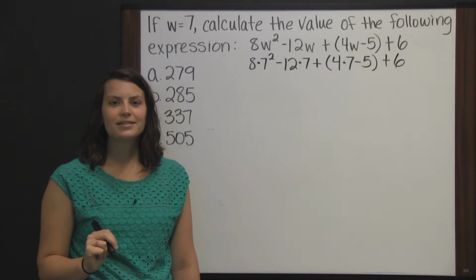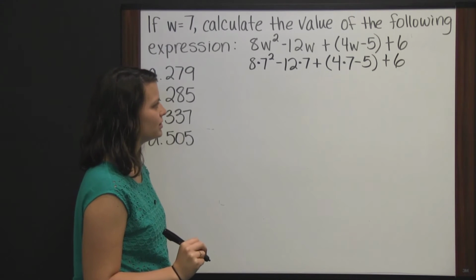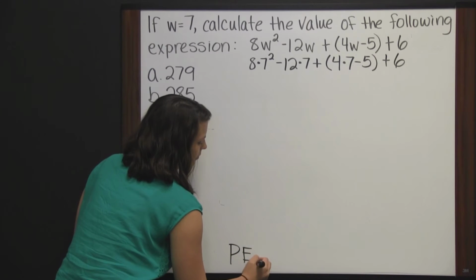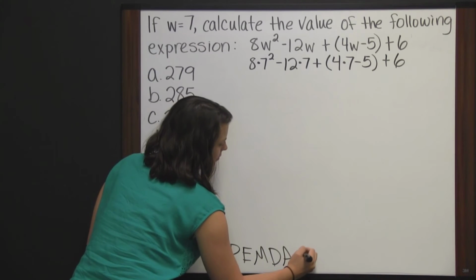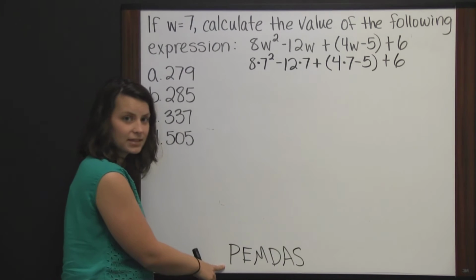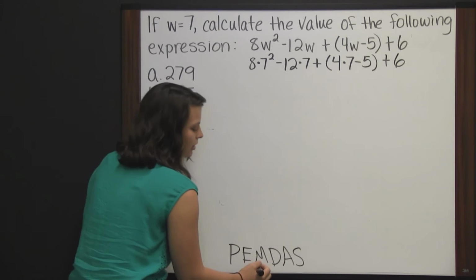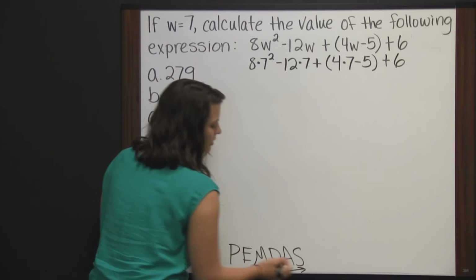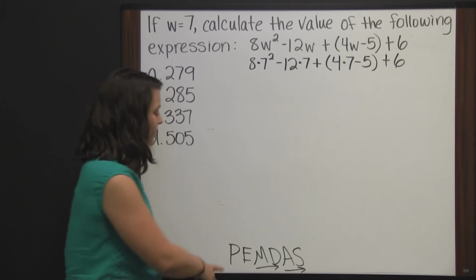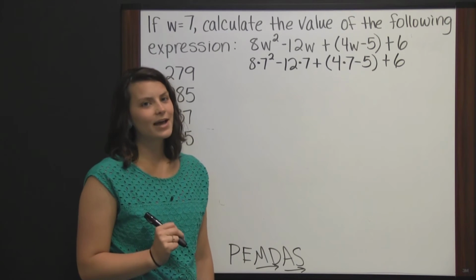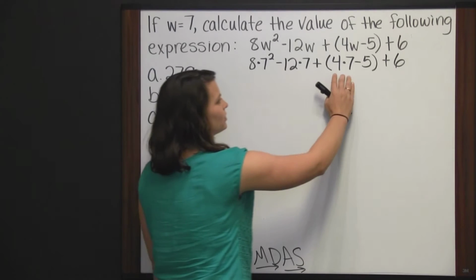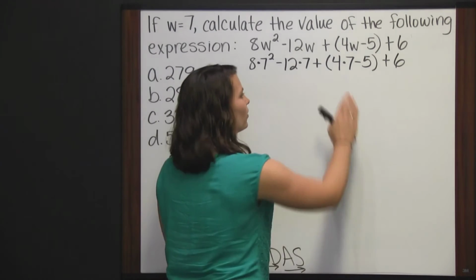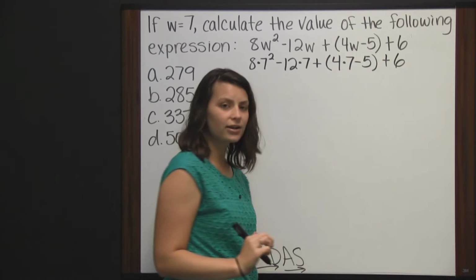In order to simplify this, we must follow the order of operations, or PEMDAS. We start with parentheses, then exponents, then we multiply and divide from left to right, and finally we add and subtract from left to right. So that means we need to start with anything inside parentheses. Here we have a couple of different operations inside our parentheses. We have multiplication and subtraction.